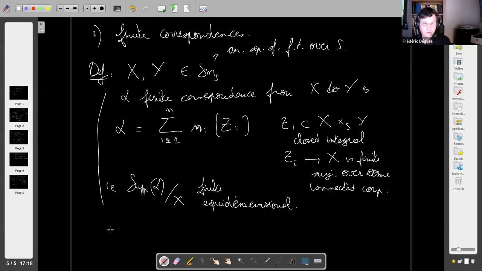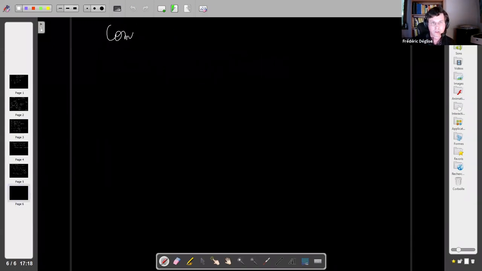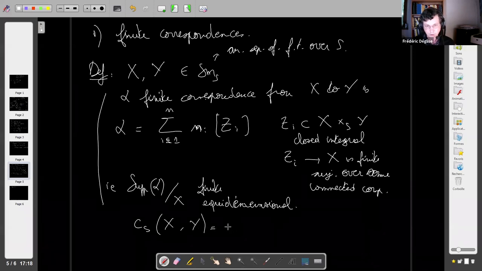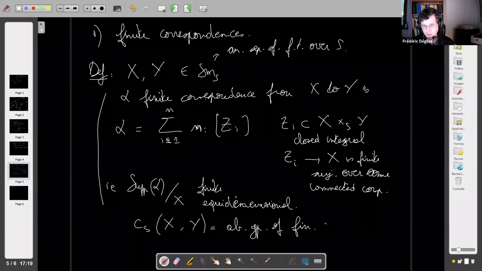So the good point with this notion of finite correspondence is that you can turn them into homomorphisms. So this means that you can compose. Maybe I should have added a notation. We denote C_S(X, Y) the set of finite correspondences, which is actually an abelian group, of finite correspondences from X to Y over S.